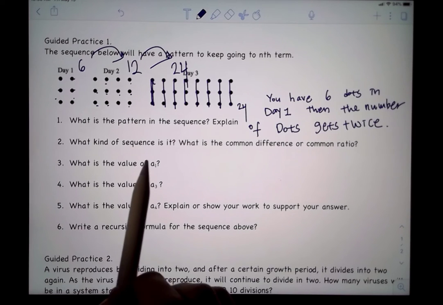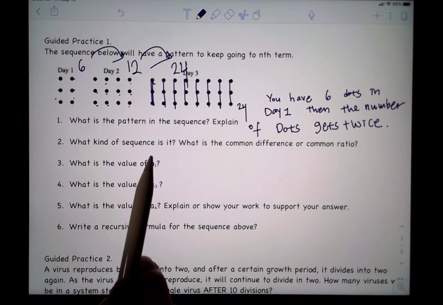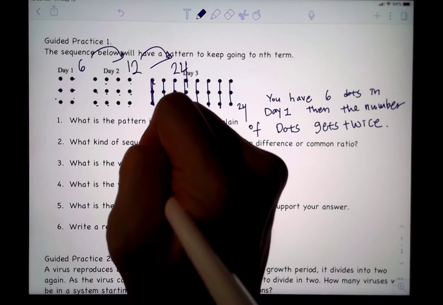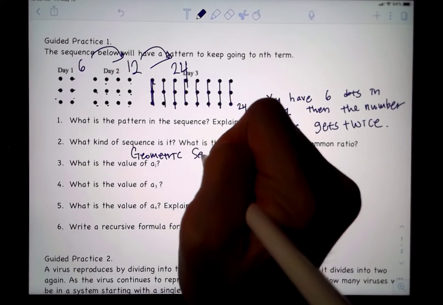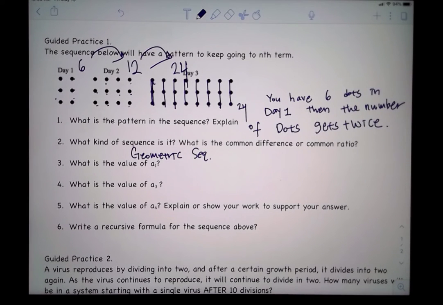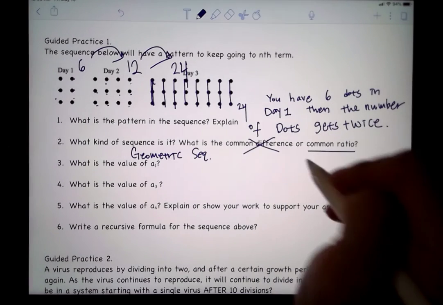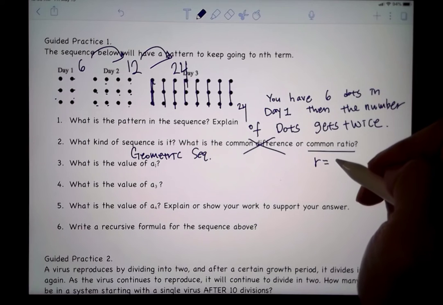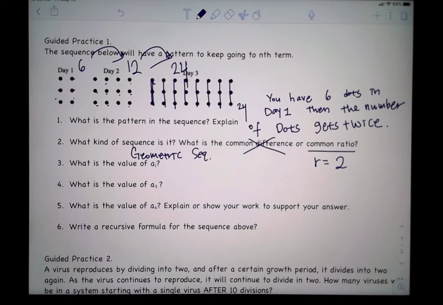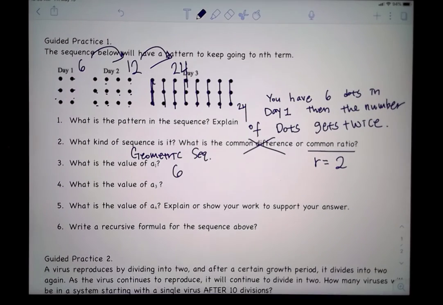And what kind of sequence is it? What is the common difference or common ratio? We know this is geometric, right? So you say this is a geometric sequence. And what is the common difference or common ratio? Common ratio, because there's no common difference in a geometric sequence. My common ratio is what? Times 2. So that is 2. What is the value of A1? That is 6, right? A1 is 6.